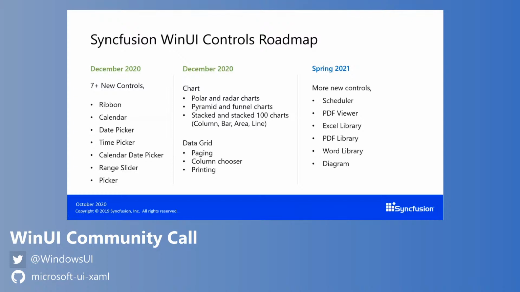So we are also working on new controls and features for our next major version of WinUI, which is expected to release by the end of this year. You can expect more features in chart and data grid, and we also plan to provide Win32 support for the December release. We also plan some new controls such as ribbon, calendar, date picker, time picker, calendar date picker, range slider, and picker. Also, we are working on some of the controls for Spring 2021.